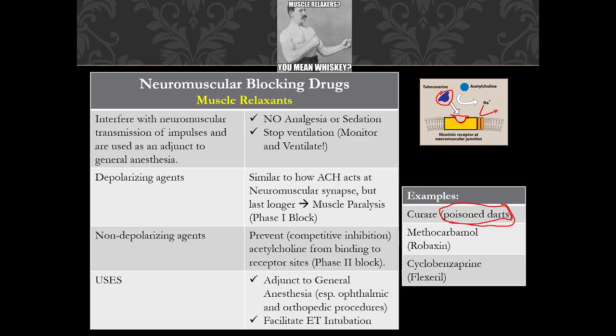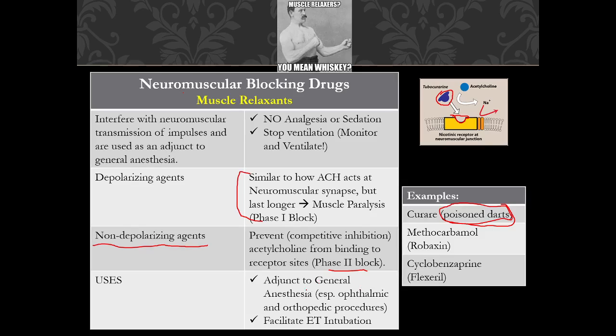There are depolarizing agents. They're similar to how acetylcholine acts at the neuromuscular synapse, but they last longer and they cause muscle paralysis. That's called a phase 1 block. There are also non-depolarizing agents that prevent, through competitive inhibition, acetylcholine from binding to the receptor sites. This is called a phase 2 block.